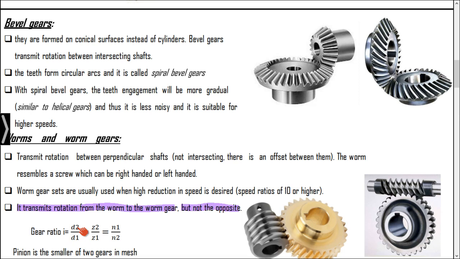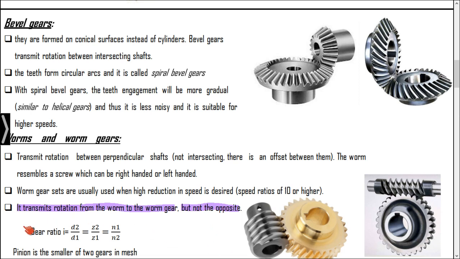d2 implies the larger value, the diameter of the gear divided by the diameter of the pinion. Pinion is nothing but the smaller among the two gears, and the gear is the larger one. So d2 by d1, diameter of the gear by diameter of the pinion. Similarly, number of teeth of the gear divided by number of teeth of the pinion, and finally the speed of the pinion by speed of the gear, because the speed of the pinion will be higher compared to that of the gear. So the smaller one will be rotating at higher speeds.